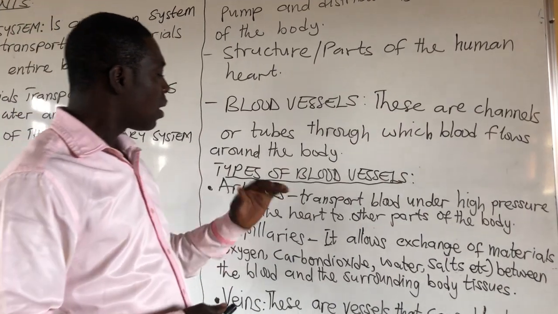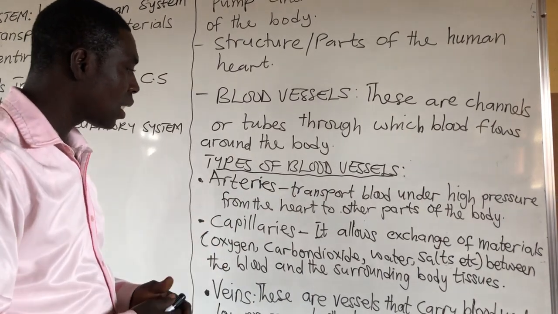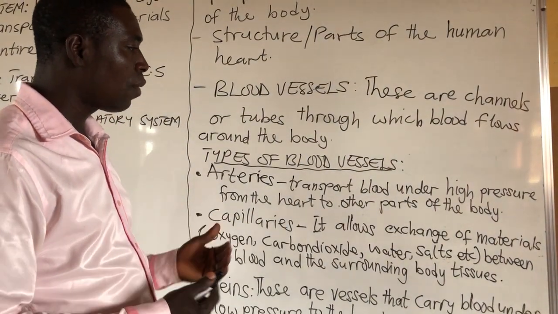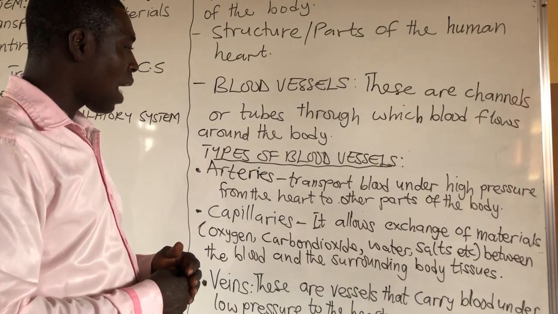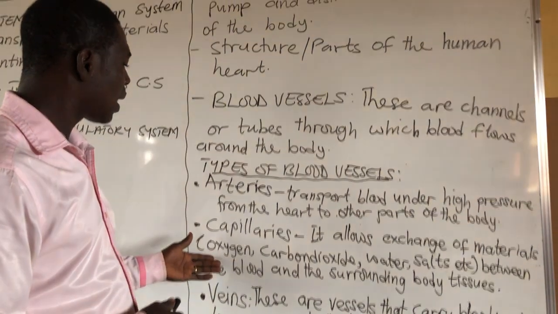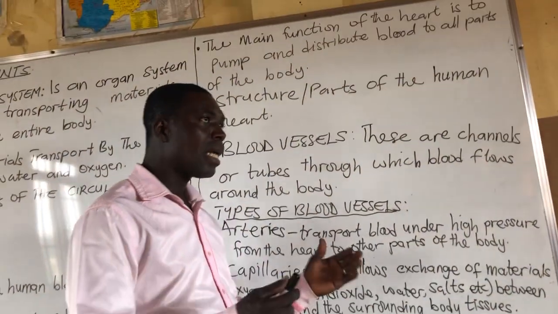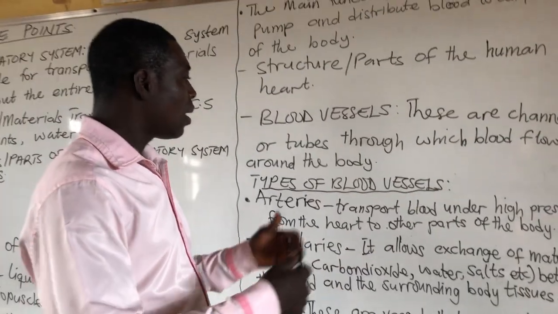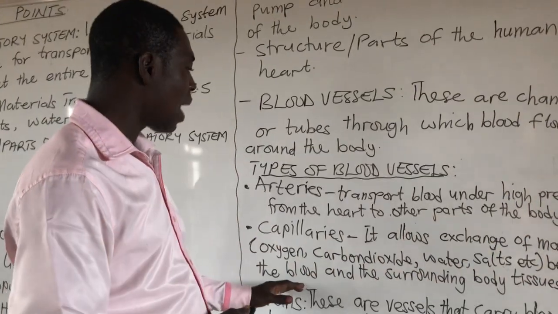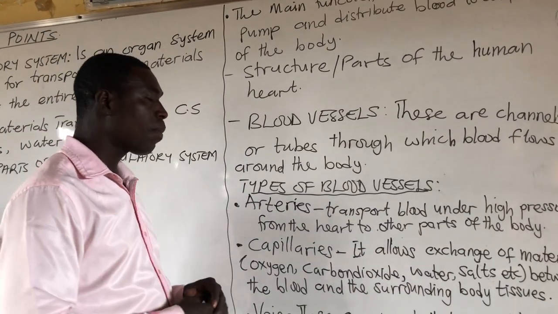So you can see that the capillaries allow exchange of materials, that is oxygen, carbon dioxide, water, salt, and the rest of the materials which the blood transport system carries. So once again, we have oxygen, carbon dioxide, water, salt in the body, which is exchanged by the capillaries between the blood and the surrounding body tissues. And that is the capillaries.